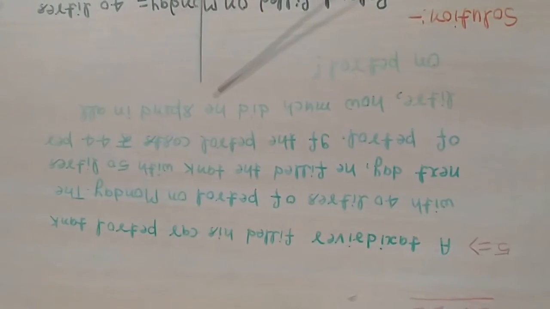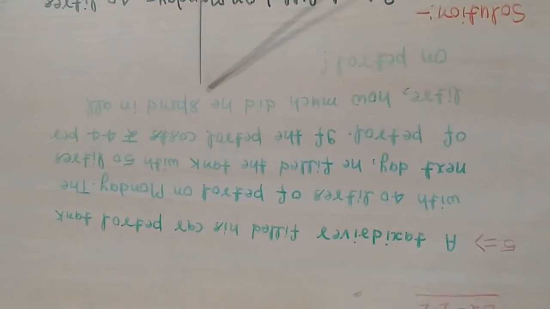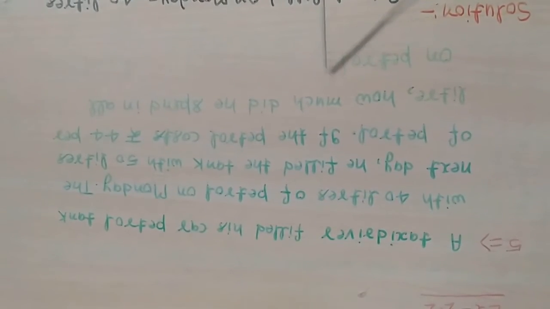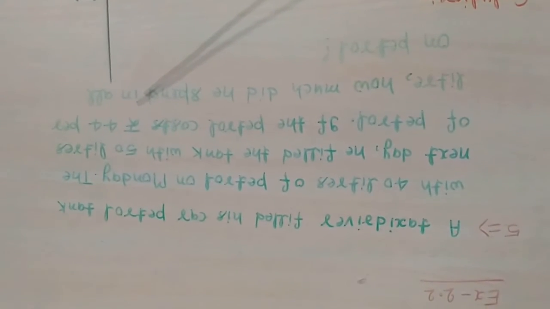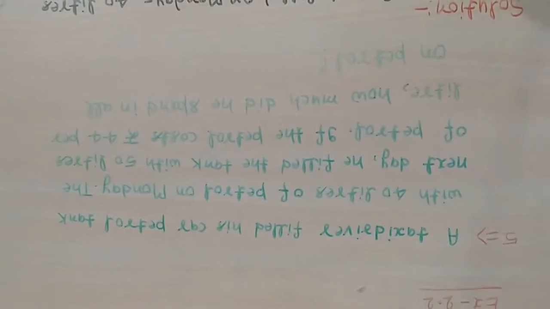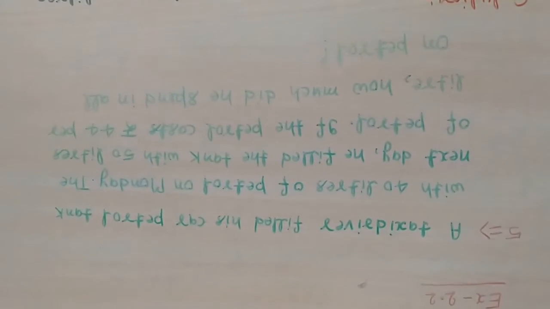So the question asks how much did he spend in all on petrol. Total petrol filled is 90 liters, cost per liter is 44 rupees. So if you multiply 44 by 90, we obtain the money spent in all on petrol. Let's see the solution of this part.